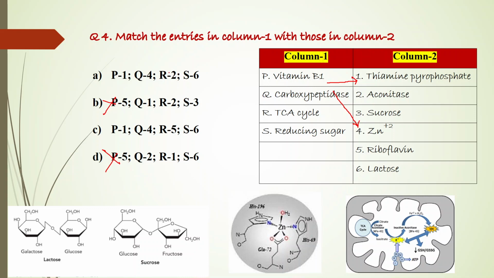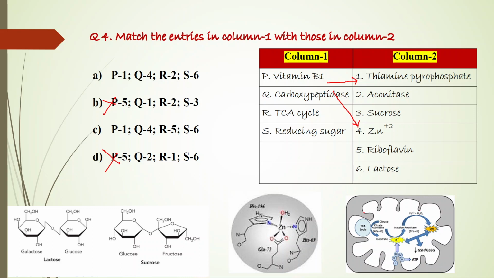Coming to the third one, that is the TCA cycle. Now in option A it is associated with aconitase, and in option C it is associated with riboflavin. So this is the image of the TCA cycle, and the very right-hand side image.